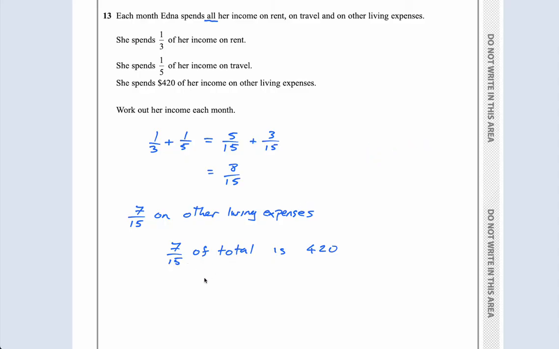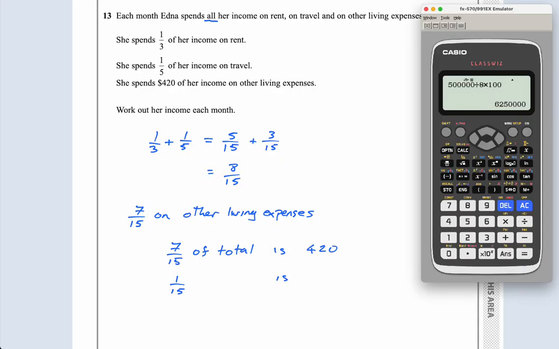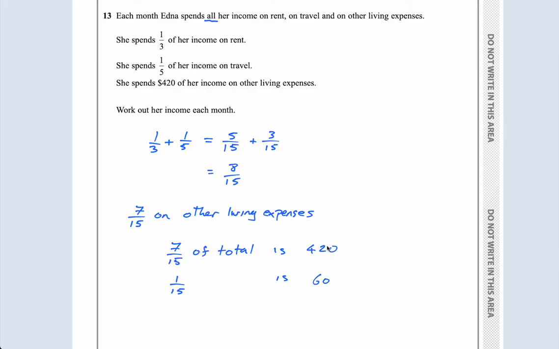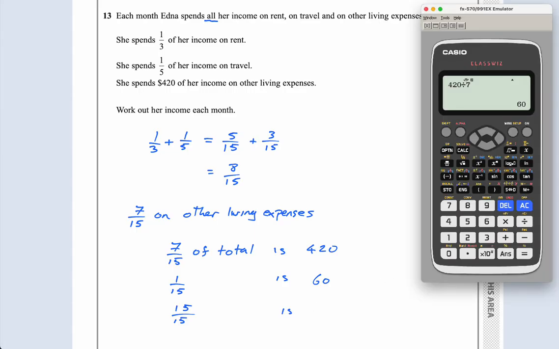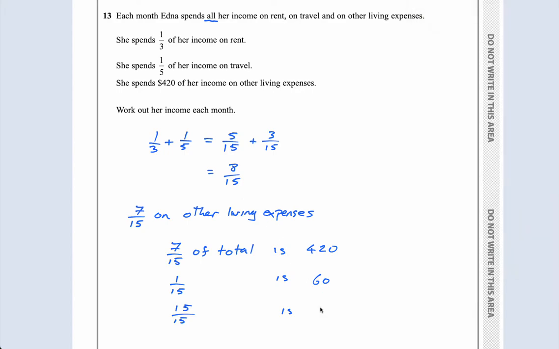Then I can just go 1/15, a bit like the other question. 1/15 is this divided by 7. So 420, actually I could have done that in my head, it's 60. Because if 7/15 is this, 1/15 is this divided by 7. And then I want to get 15/15, because that's the total, is 60 times 15. So I just do times 15, 900. So the answer, that's the final answer, guys.